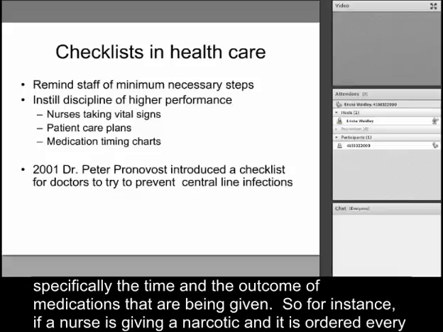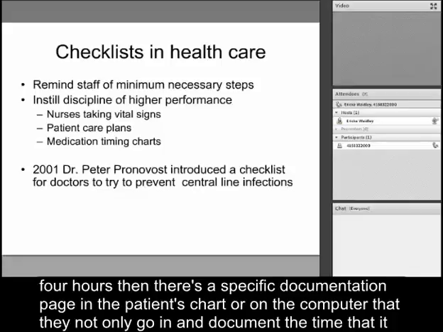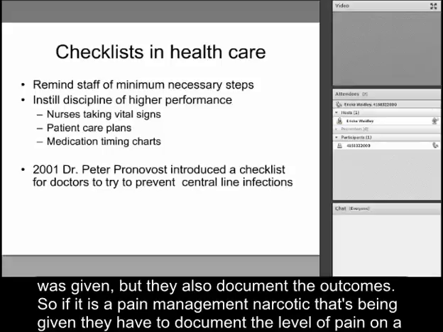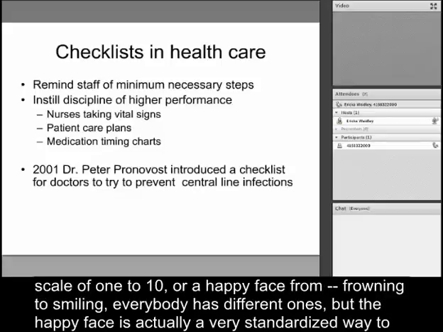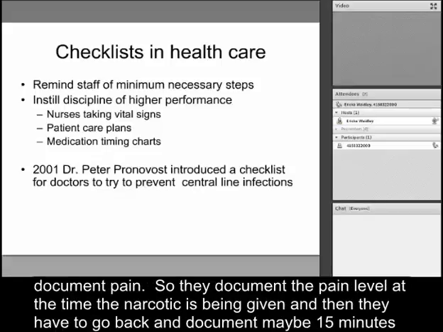So for instance, if a nurse is giving a narcotic and it's ordered every 4 hours, then there's a specific documentation page in the patient chart or on the computer where they not only document the time that it was given, but also the outcome. So if it's a pain management narcotic that's being given, they have to document the level of pain on a scale of 1 to 10, or a happy face from frowning to smiling. Everybody has different ones, but the happy face is actually a very standardized way to document pain.